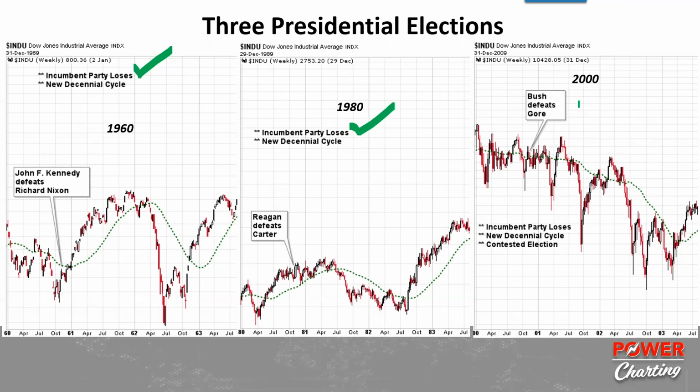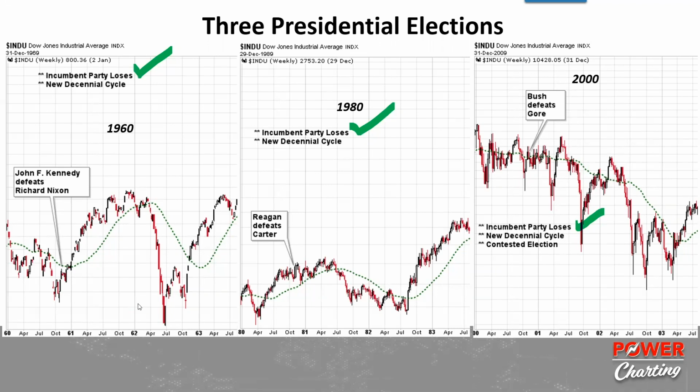And then in 2000, Vice President Al Gore was attempting to extend the Clinton years into a 3rd term. And so he was defeated by George W. Bush. And so the incumbent party lost in 2000.